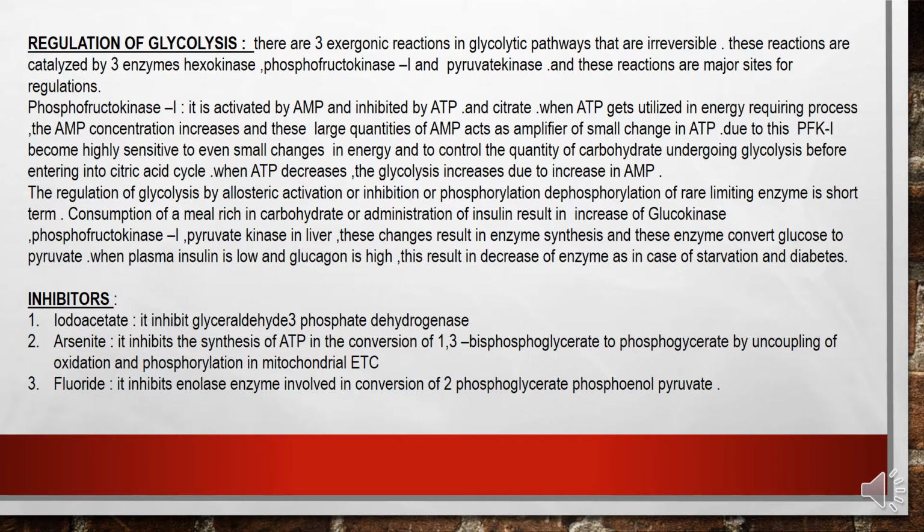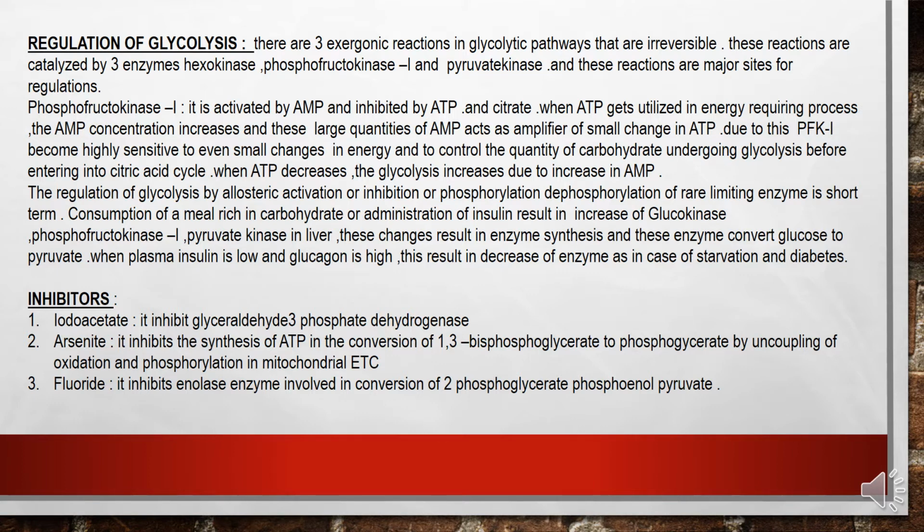The regulation of glycolysis by allosteric activation or inhibition, or phosphorylation and dephosphorylation of rate limiting enzymes, is short term. Consumption of a meal rich in carbohydrate or administration of insulin results in an increase of glucokinase, phosphofructokinase 1 and pyruvate kinase in the liver. These changes result in enzyme synthesis, and these enzymes convert glucose to pyruvate. When plasma insulin is low and glucagon is high, as in starvation or diabetes, this results in a decrease of these enzymes.